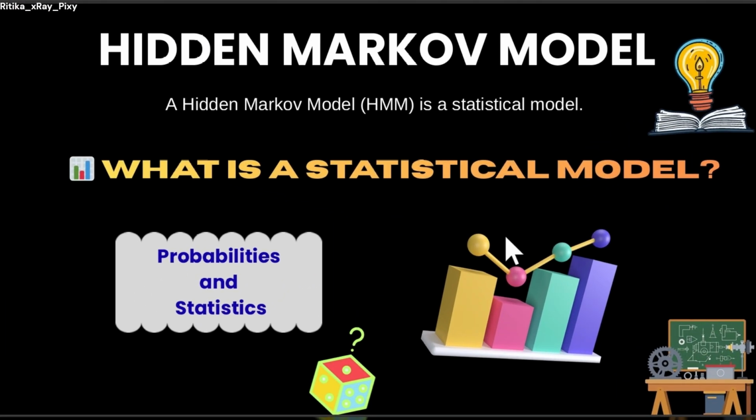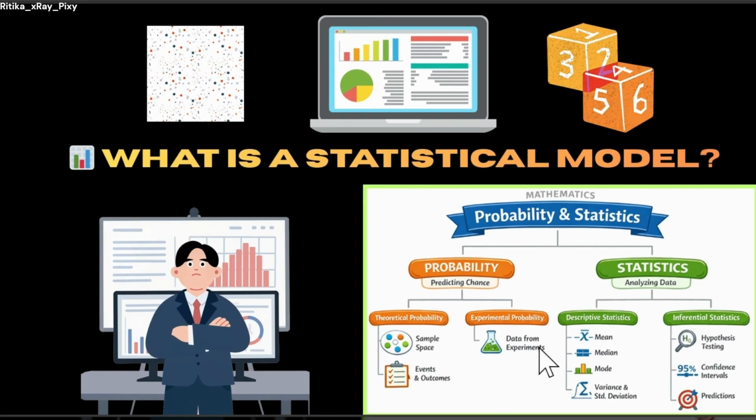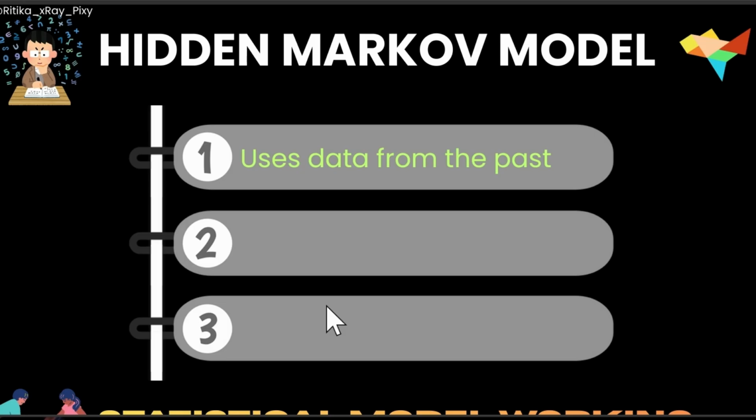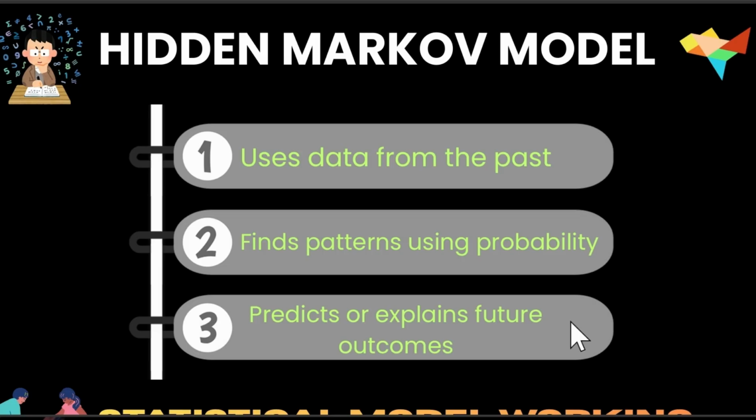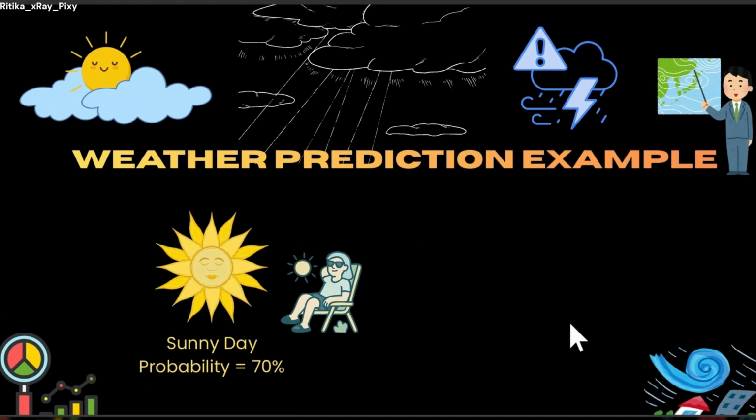A statistical model is a mathematical way to represent real world data using probabilities and statistics. In this model, we will use numbers, probabilities, and data patterns to explain or predict something. Here you can see simple steps of how statistical models work. First, these models use data from the past, then find patterns using probabilities, and after this they predict or explain further outcomes. Now let's try to understand this using a simple example.